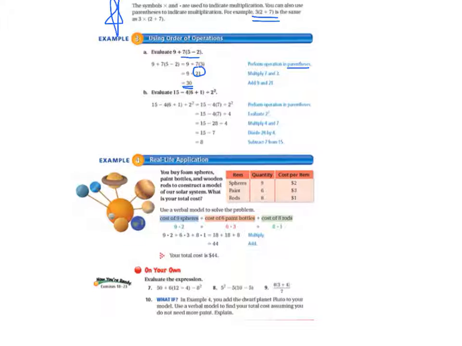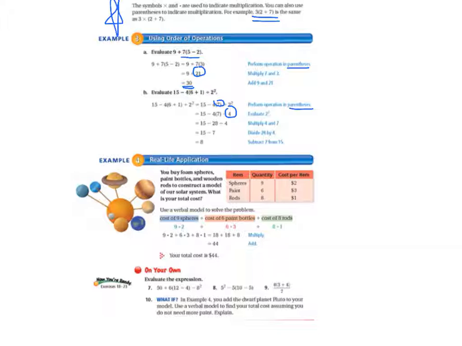Now looking at letter B, we're going to evaluate 15 - 4(6 + 1) ÷ 2 to the 2nd power. So we have to start with parentheses always and do what's in there first. 6 plus 1 equals 7. So that's where we got that 7. And then we have to do exponents next. So we have to evaluate 2 to the 2nd power. 2 times 2 is 4, so that's where we get that 4.